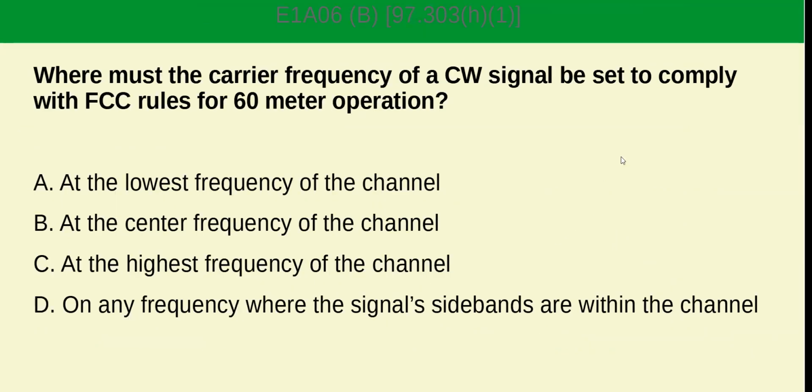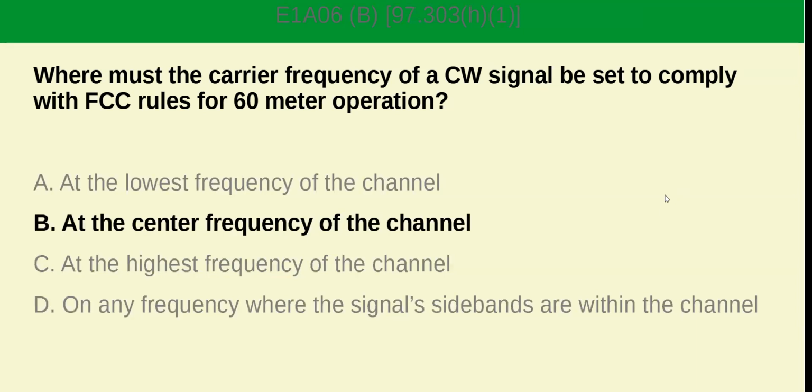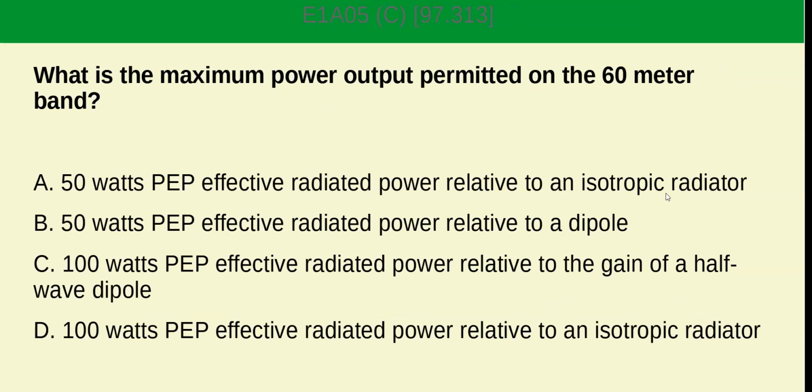So what must the carrier frequency of a CW signal be to comply with FCC rules for 60-meter operation? At the center. Now, I've never seen where they specify for other than CW. I mean, you might be right, you have to do all of them, but I haven't seen where it said you do for anything other than CW, which I didn't understand why.